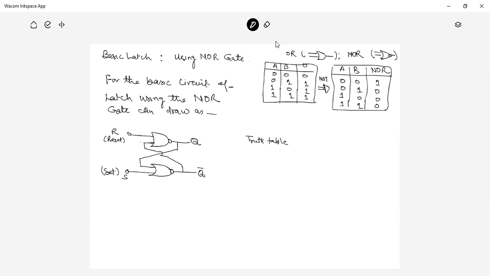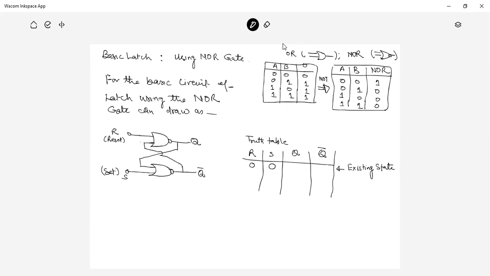The truth table of this latch has R, S, Q, and then Q bar. As we said, this is the memory element, which means we can have the existing state. Existing state of what? R is 0, S is 0.